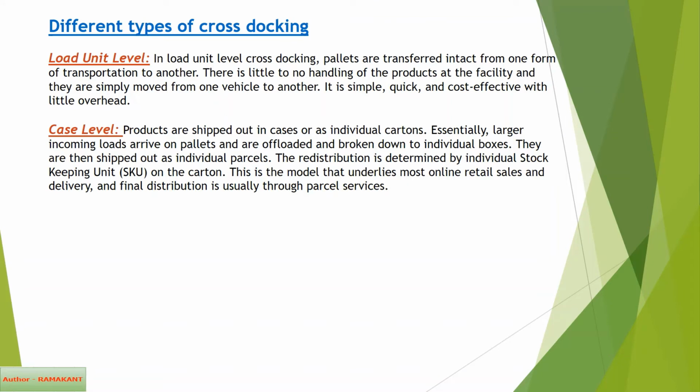And in the case level, we open the parcel, we check the parcel, and then we rearrange it using a different mechanism of sorting. We can use different ways of sorting, like sorting the items for the same destination. So this is the case level. Depending on the need we have, we can use either type of cross docking.